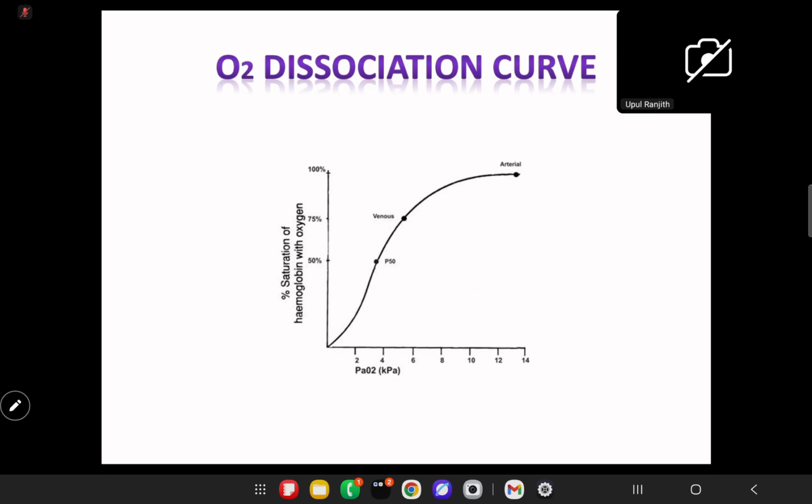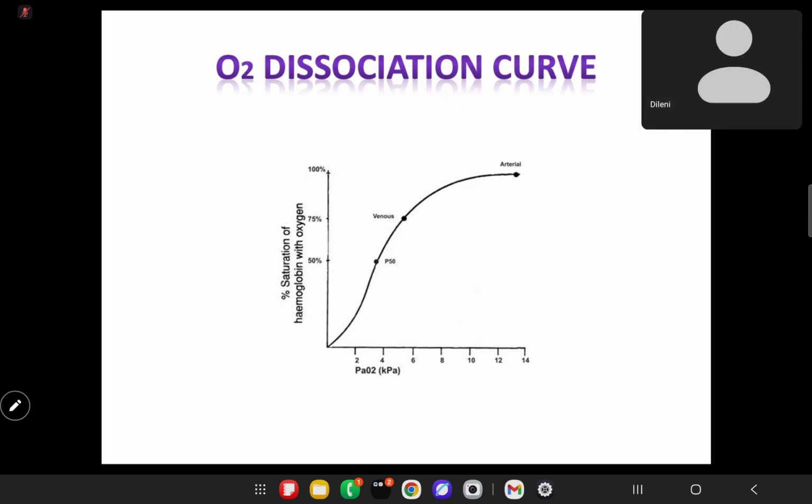So what is the purpose of talking about this P50? Why are we talking about P50? What is the importance of P50? Anyone? One thing is it gives us a reference point to draw the oxygen dissociation curve, and then it also gives us an idea of the affinity of that particular hemoglobin to oxygen, whether the oxygen will dissociate or not at a particular level.